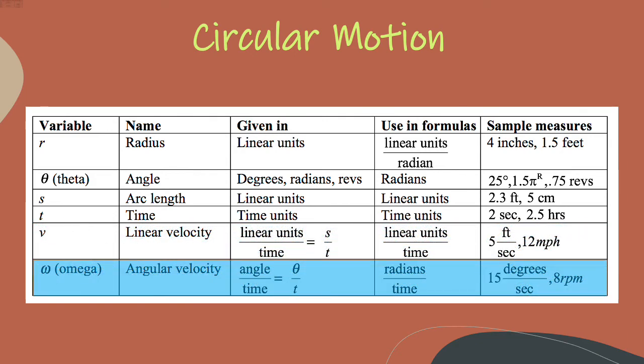Finally, as our object travels in a circular pattern, it has an angular velocity, and we call this the Greek letter omega. It is represented as an angle over time. Whenever we use it in the formula, it must be in terms of radians per time. So examples are 15 degrees per second, or 8 RPM, which stands for 8 revolutions per minute.